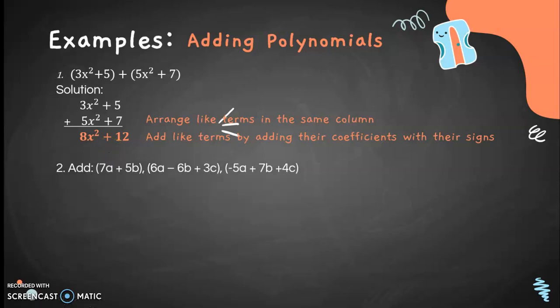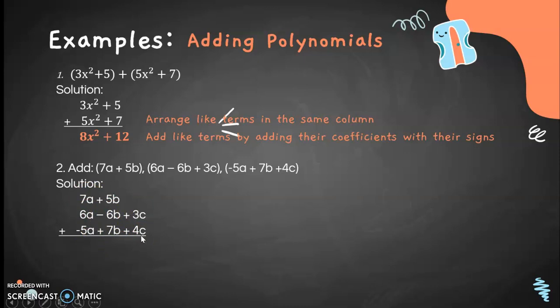Next, number 2. Add 7a plus 5b, 6a minus 6b plus 3c, and negative 5a plus 7b plus 4c. Again, we have to arrange like terms in the same column for our solution. 7a plus 5b, then 6a minus 6b plus 3c, and then we also have the last trinomial, negative 5a plus 7b plus 4c. Class, take note. We are adding one binomial and two trinomials. We group similar terms by column.